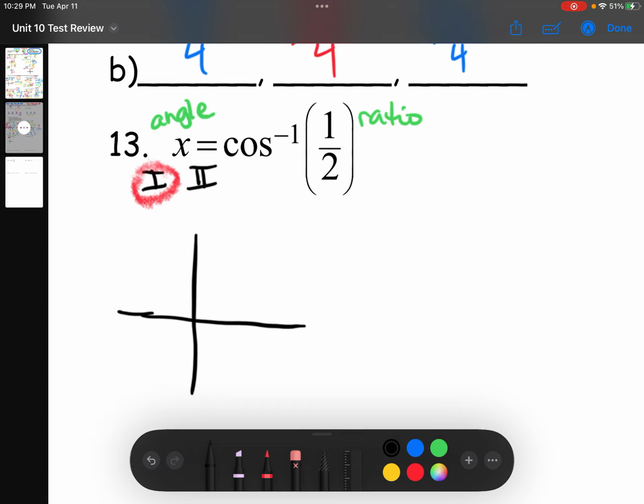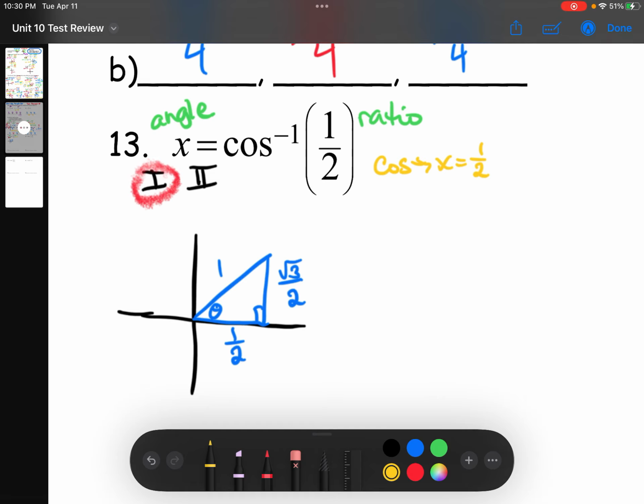So in quadrant 1, draw the triangle perpendicular to the x-axis, one leg on the x-axis, theta at 0, 0. Cosine is x, so our x here is 1/2. That means our y would be root 3 over 2, and that hypotenuse would be 1.